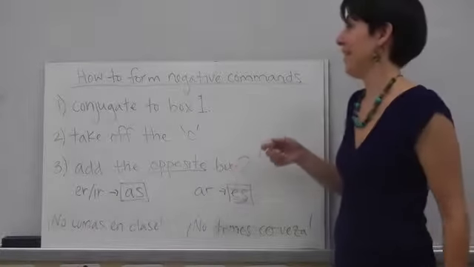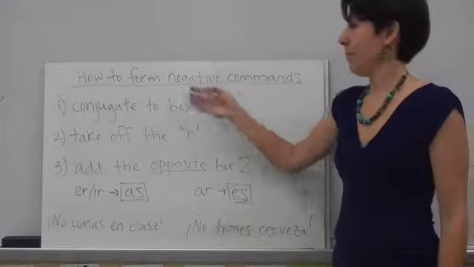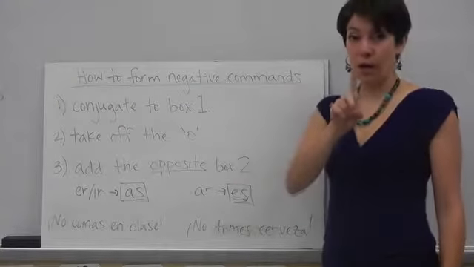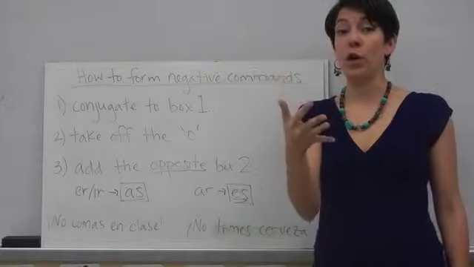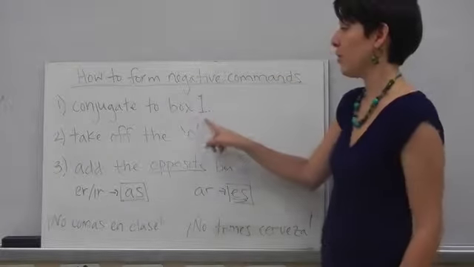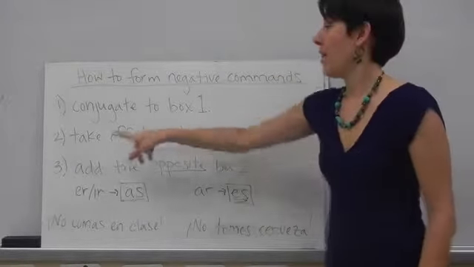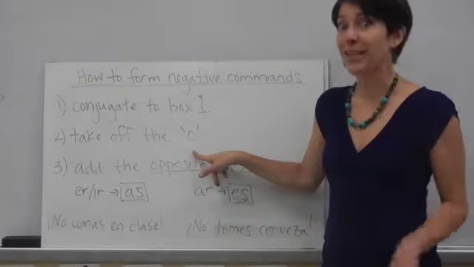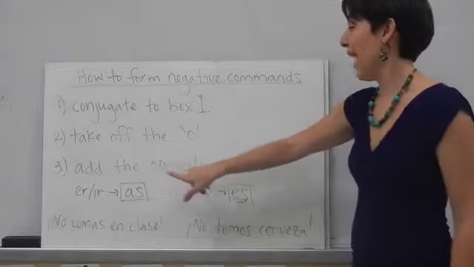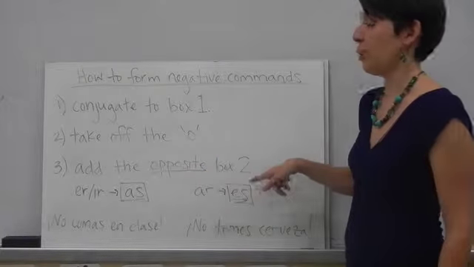Funny you should ask. Step 1. Conjugate to box 1. It could be an AR verb, an ER verb, an IR verb, a stem changing verb, a go verb. It does not matter. It conjugates to box 1. Then you're going to take off the O, because remember, in box 1, no matter what kind of verb it is, it goes to an O. And then you're going to add the opposite box 2.